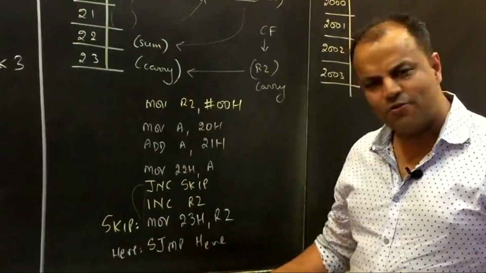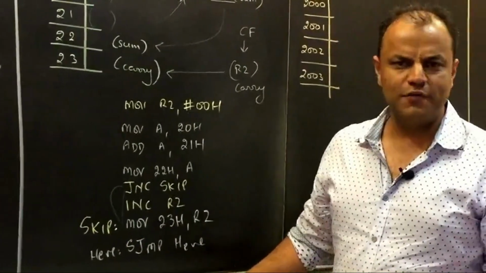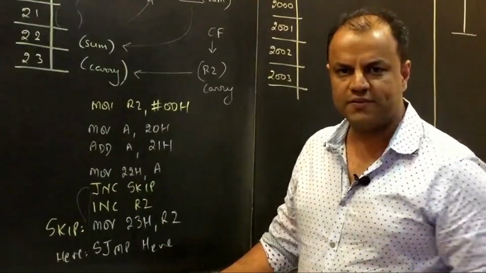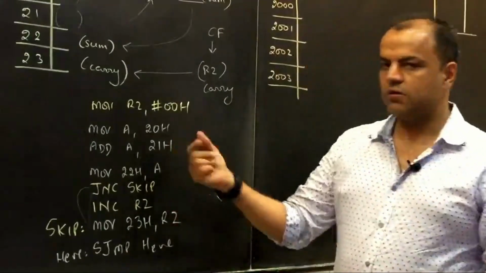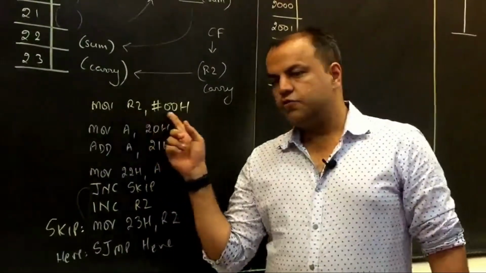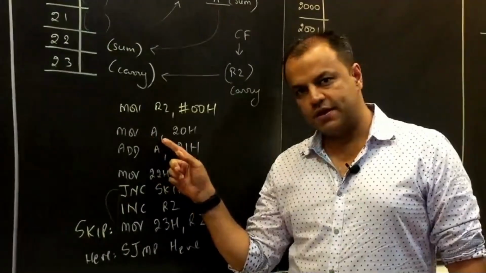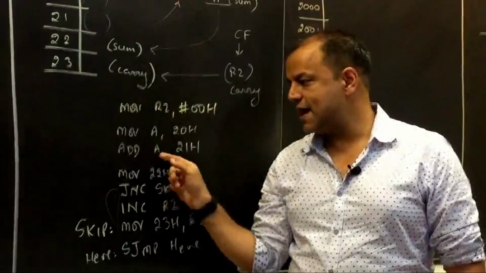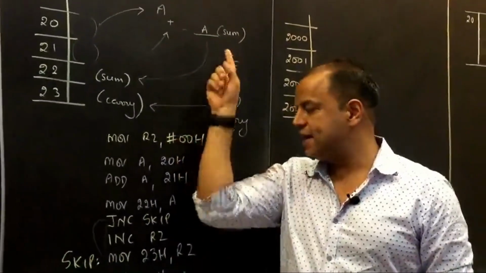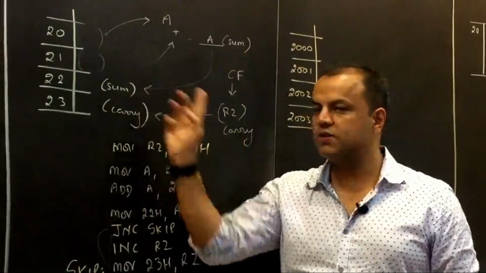Let's go through it again. I don't mind, spend 1 more minute. If you're watching the video for the second or third time, skip the next 30 seconds. Come on. Or 60, whatever. Assume there is no carry. Initialize the register for carry as 0. Take the first number in A. Add the second number. Now A has the sum. Store the sum at 22.